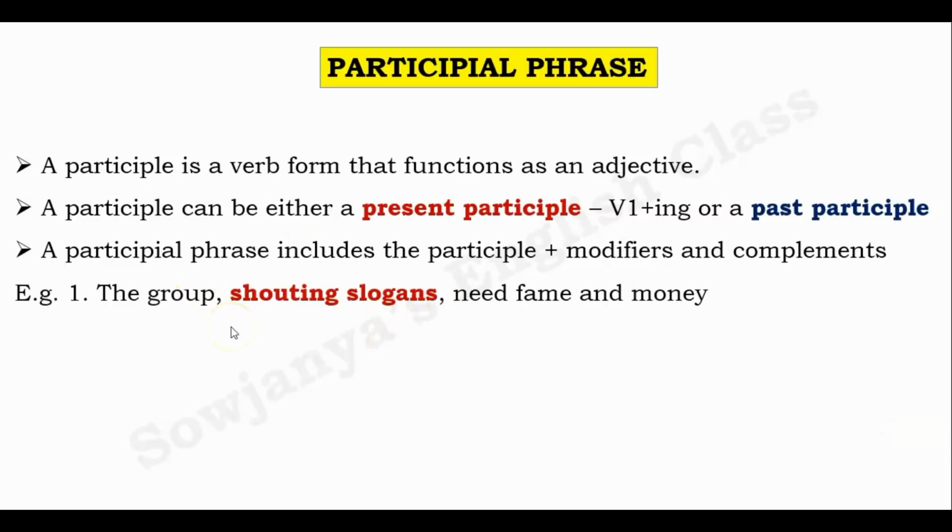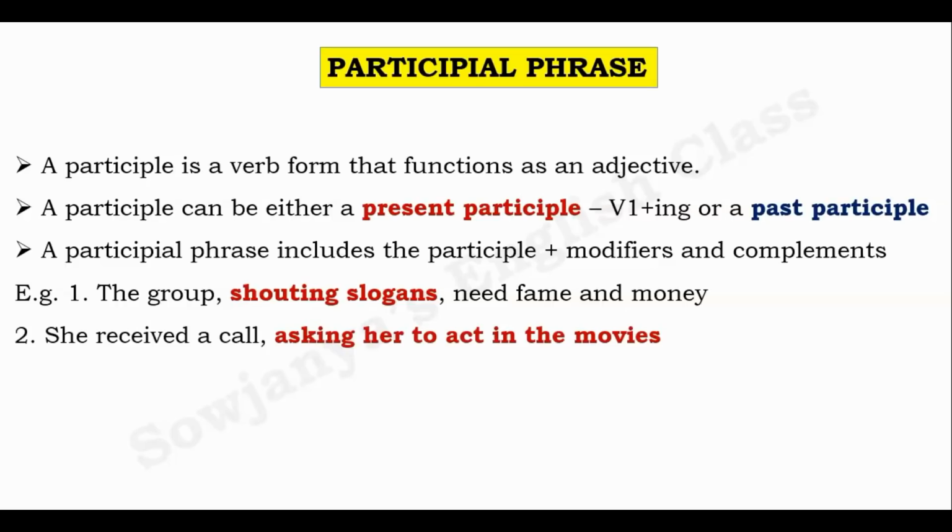Example: the group shouting slogans needs fame and money. Which group am I talking about? The group shouting slogans. Here V1 plus ing, shout plus ing, is a present participle. So shouting slogans is a present participle phrase. She received a call asking her to act in the movies. Here also we see V1 ask plus ing. The entire phrase acts as an adjective, so it is a present participle.